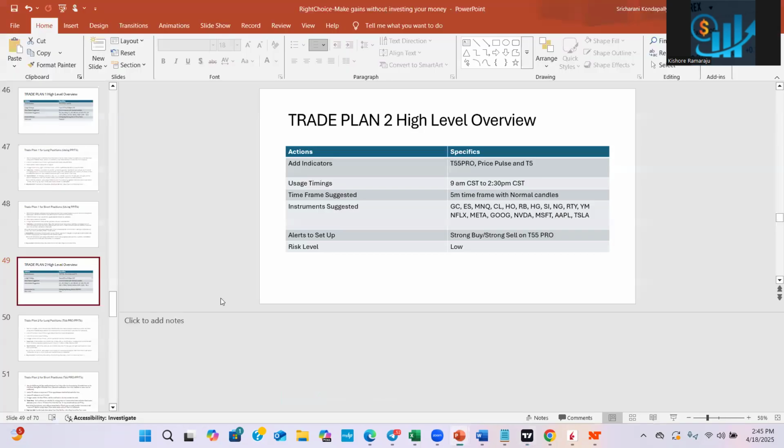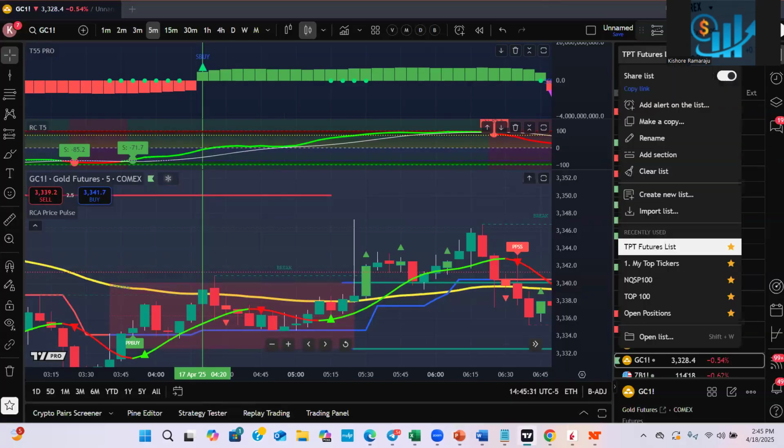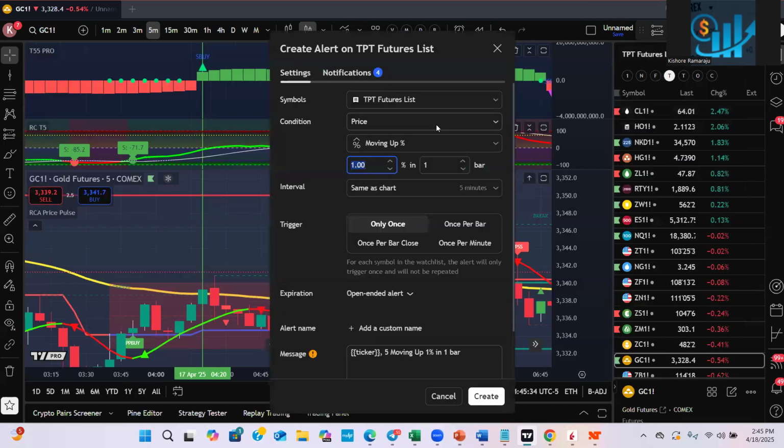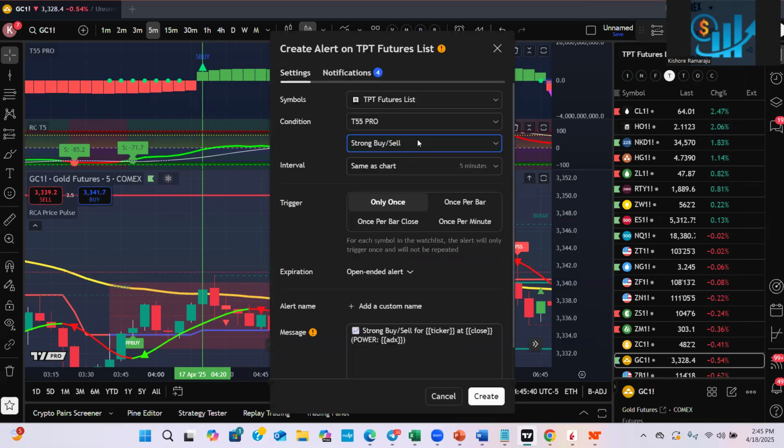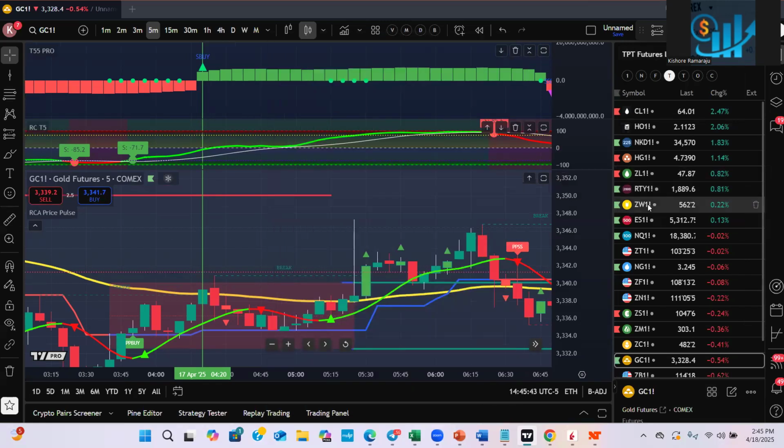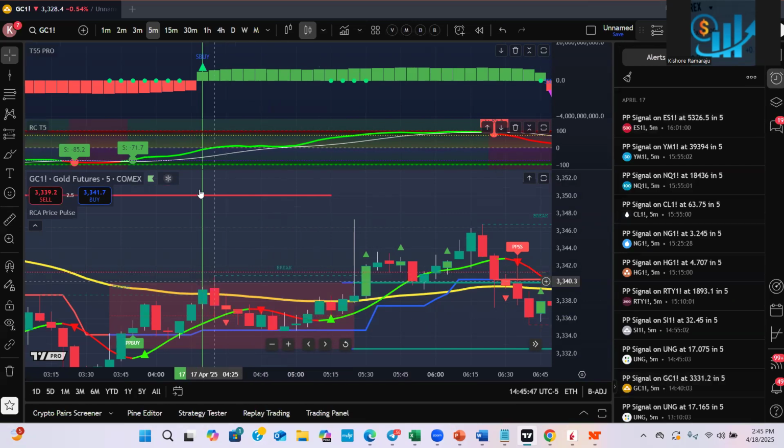So you are using T55 Pro, price pulse, T5 between this time with 5 minutes. You are setting an alert for a strong buy, strong sell. You can go here. You can say add alert on the list. If you have the premium plan, you go to T55 Pro and you can say strong buy, strong sell. That's it. Now all these tickers, you got a strong buy, strong sell. Whenever you receive a notification, then you go.